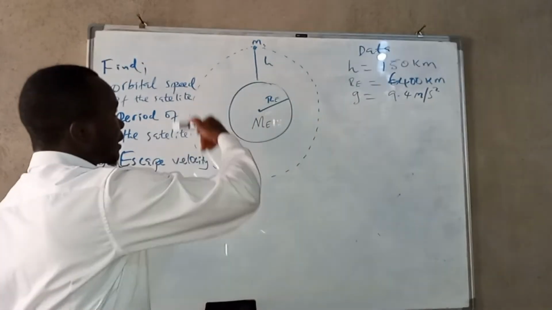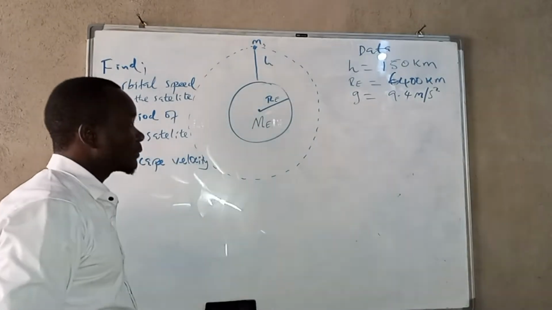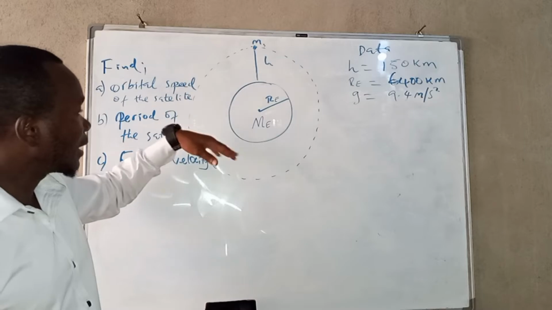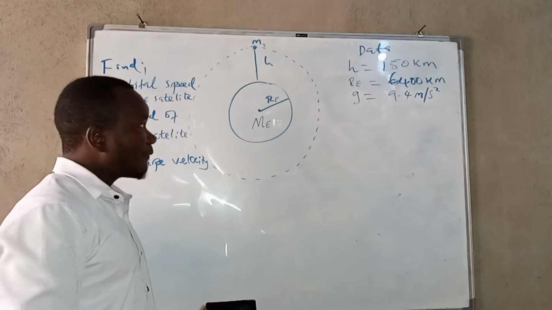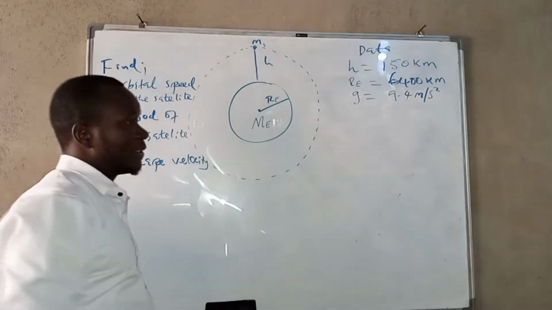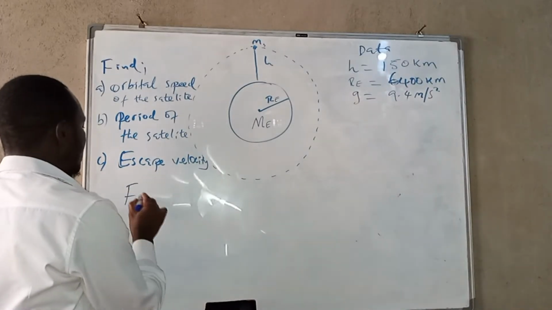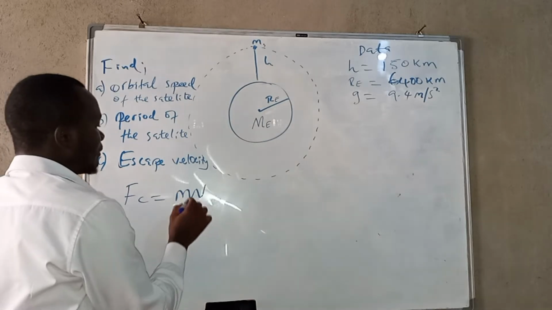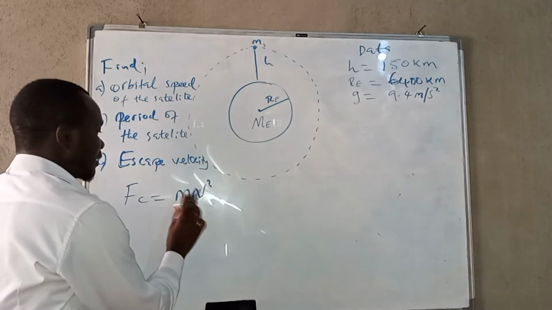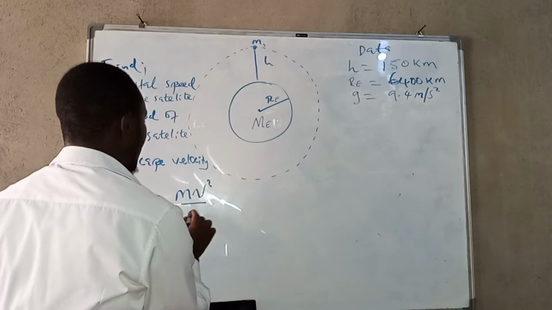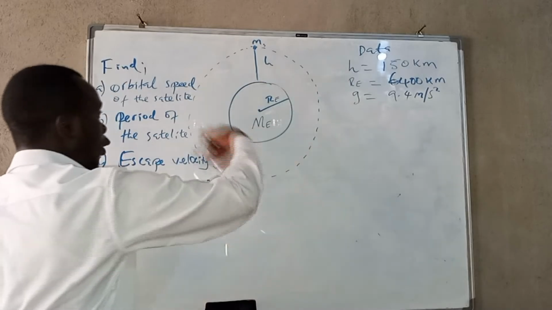Now, we know that this is orbiting the Earth. And we know that as it is orbiting, it is undergoing centripetal force. And again, the force of attraction between this and this is the gravitational force. So we have Fc, centripetal force, which is mv squared over r. We can call this equation 1, as it is orbiting.